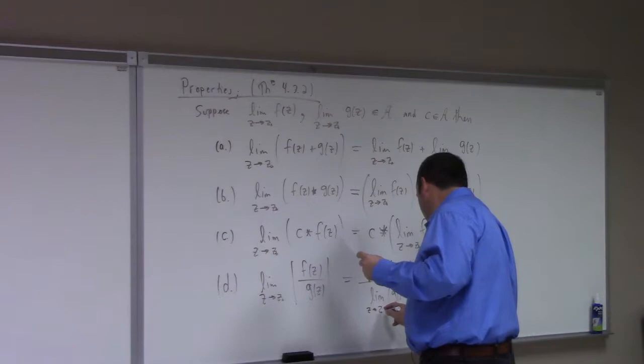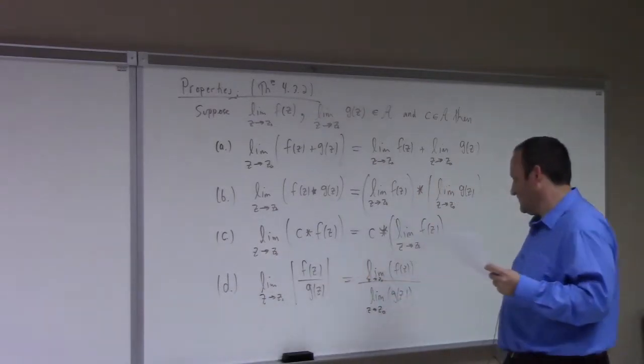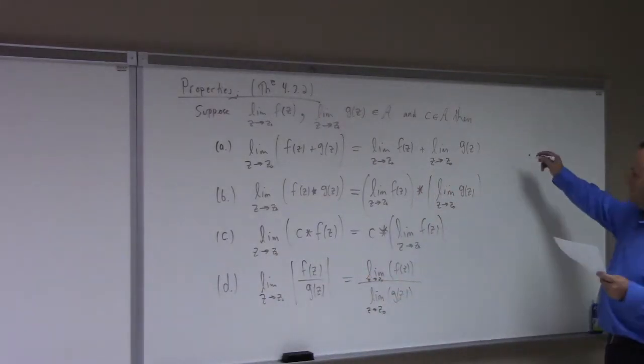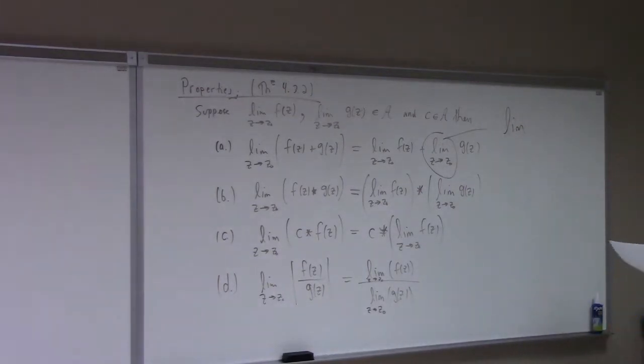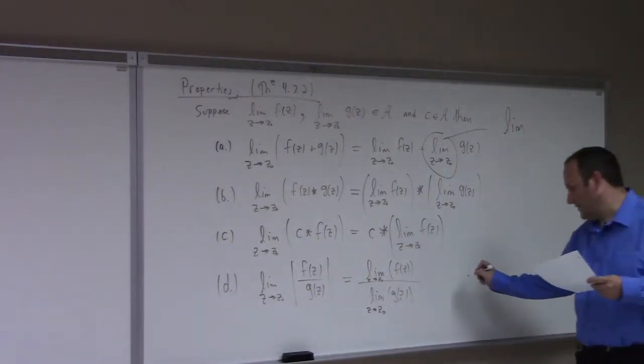Why didn't I just declare that we were going to write lim for the limit that goes to z naught? I should just write lim everywhere. Oh, poor planning on my part. Oh, goodness gracious.